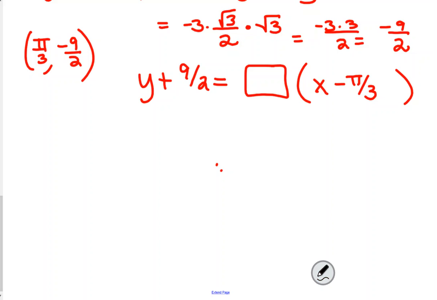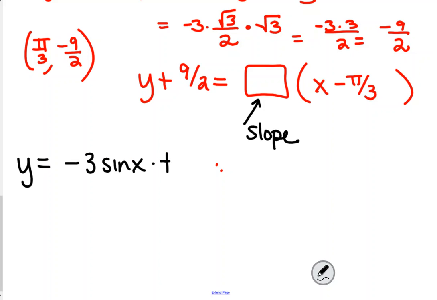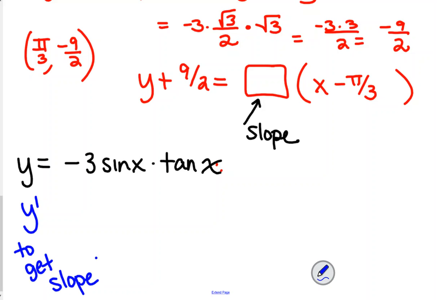What else do we need? We need a slope. That's what's going to go right here. My function is negative 3 times the sine of x times the tangent of x. Where do I get the slope of a tangent line? Take a derivative, right? So we need y prime, the derivative function, to give us our slopes.